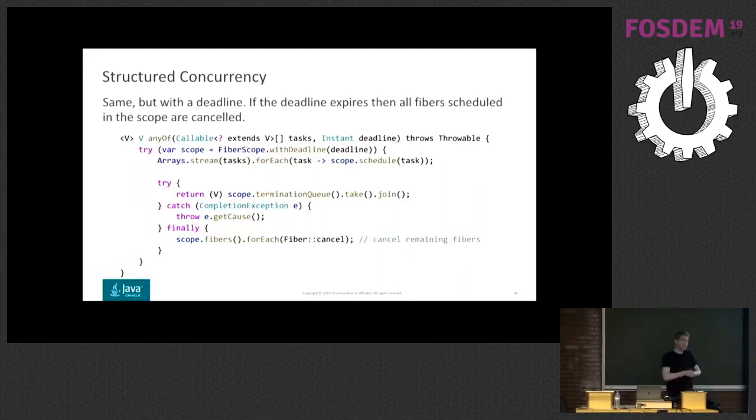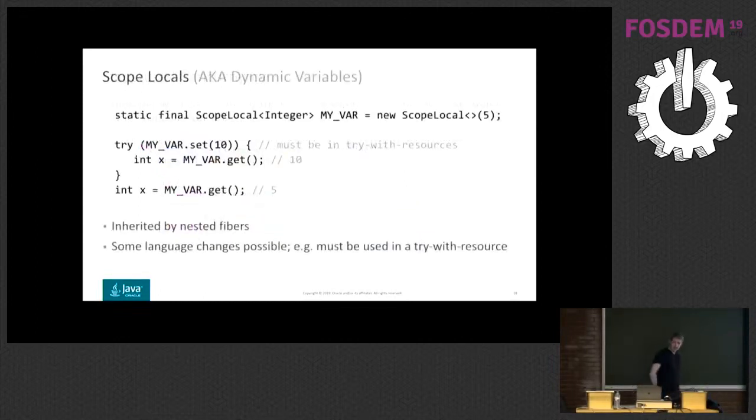So we want to do the same thing to control the lifetime of these thread locals in a more structured way. The current working title for them is scope locals. They're very similar to dynamic variables in Scheme. That's the inspiration. They are not in the prototype yet, so this is a purely speculative API. But it looks like this.